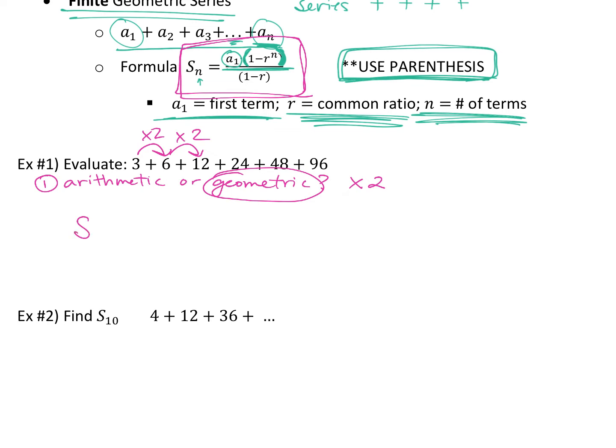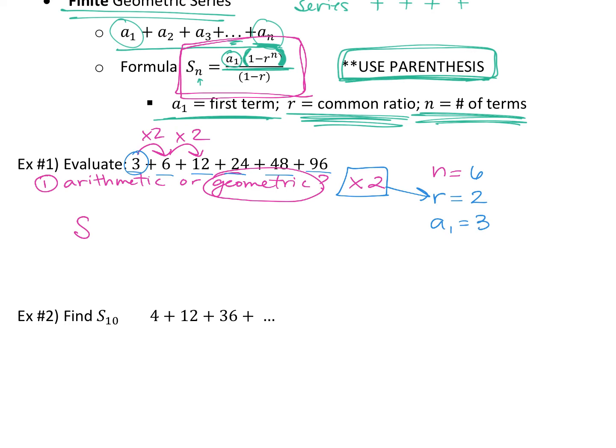So it's the sum. What is our n right now? The number of terms, which is what? There's 6 of them, right? 3, 6, 12, 24, 48, 96. So n is 6, okay? What is your r right now? 2. The common ratio is whatever you're multiplying by. So your common ratio is the 2. And what's your a sub 1? That's your 3. Okay, so that's everything you need to plug into this formula.